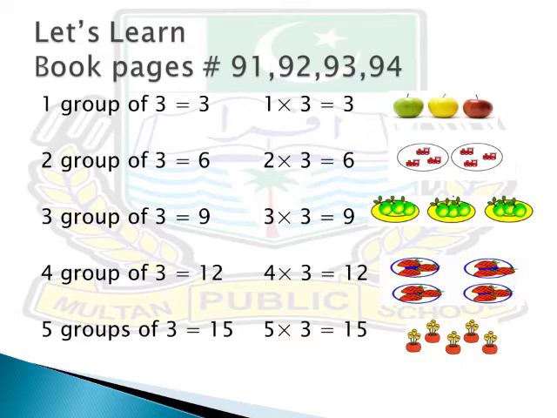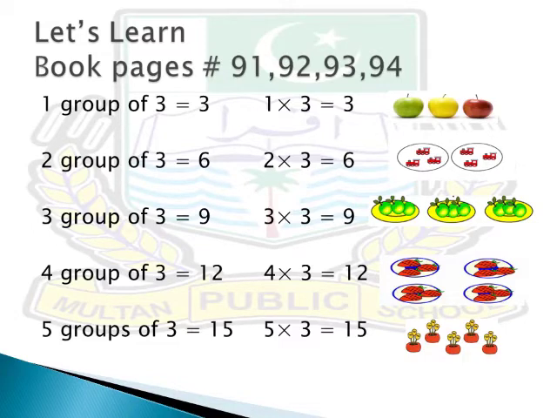There are 3 plates. In each plate there are 3 apples. 3 plus 3 plus 3. That is a process of adding. Using the process of adding takes a long time, so we will take the help of multiplication. 3 3s are 9. Good. 4 groups of 3 is equal to 12.